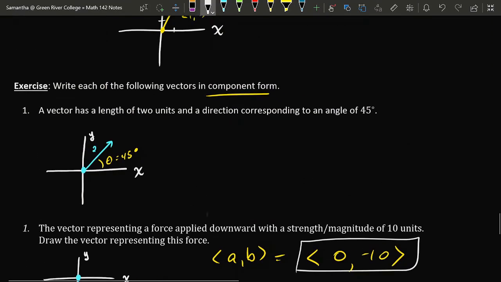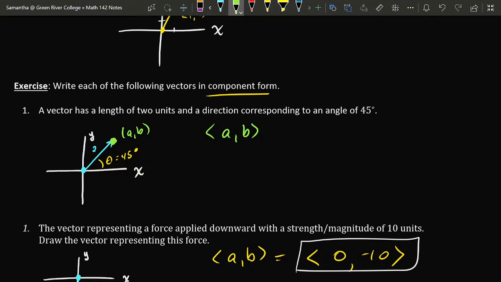Now, for the sake of exposition, I will return to my first example. In this case, we have a vector with a length of 2 units and a direction corresponding to an angle of 45 degrees. To find the components of this vector, we basically just have to figure out if we drew this vector with its tail at the origin, which we have already done, where would the arrowhead end up? The location of the arrowhead, when the vector is drawn starting from the origin, is what's going to give us the components of the vector, the a and the b.